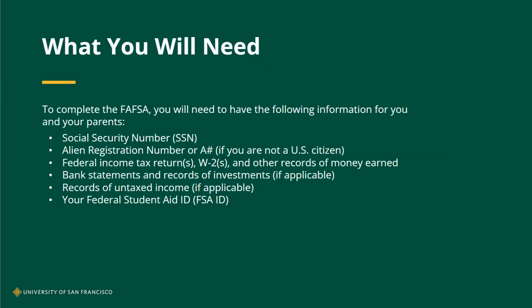Before you get started on filling out the FAFSA, there are a couple of things that you will need from yourself and your parents if you are an undergraduate dependent student. You will need your social security number, your parents' social security numbers, and your alien registration number if you are not a U.S. citizen. You will also need your federal income tax returns, W-2s, and any other records of money earned. You'll need bank statements and records of investments if applicable, as well as any records of untaxed income. And as always, you will need your Federal Student Aid ID, or FSA ID, to log into the application.